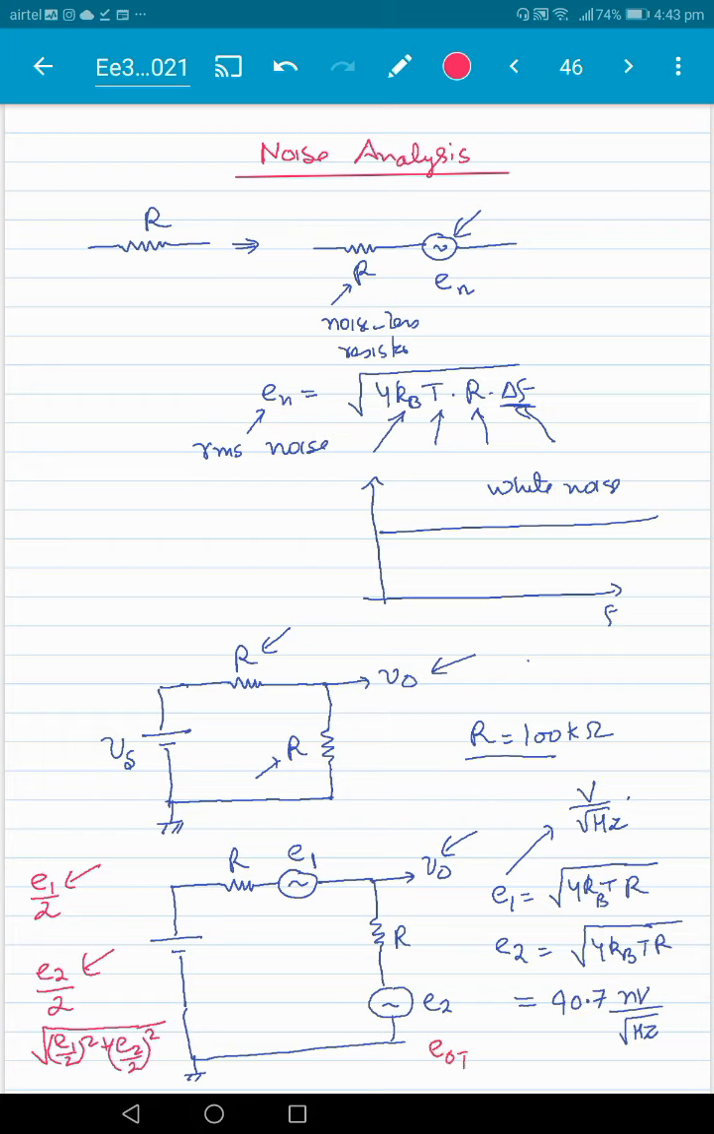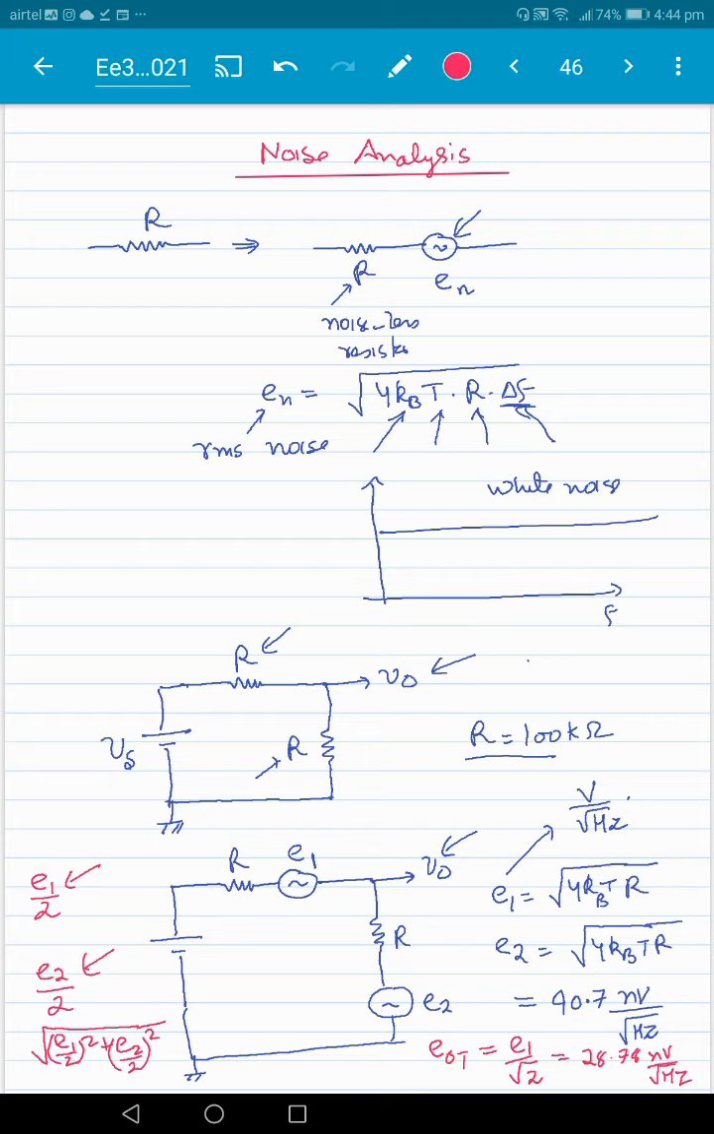So the net noise at the output, EOT, we can see clearly will be equal to, because E1 and E2 are the same, we can take E1 out, and it is E1 by square root 2. So the net noise at the output is EOT, where O says output and T refers to the total noise here. And if we divide 40.7 by square root 2, what we get here is 28.78 nanovolt per square root hertz.